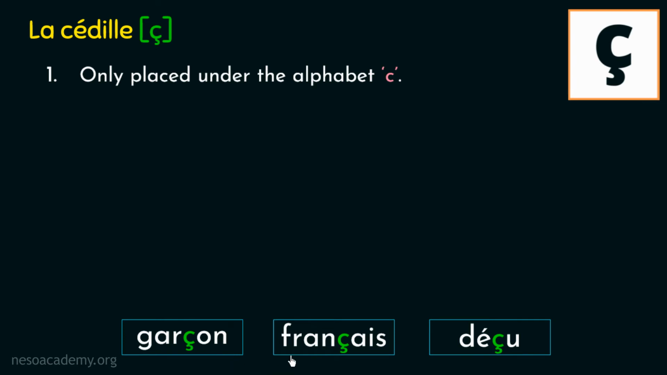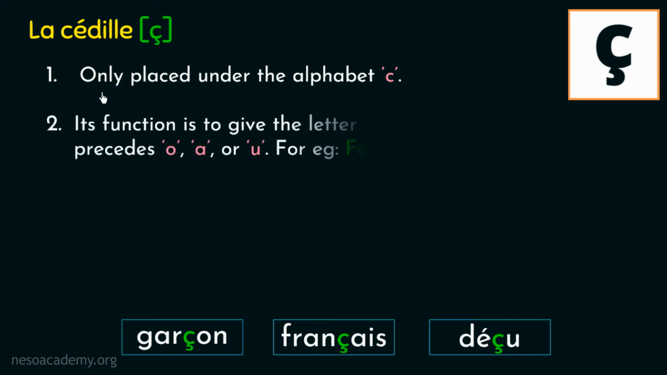Now have a look at the second example. In French it is pronounced as français. It means French. Now have a look at the third example, and it is pronounced as déçu. Déçu means disappointed. So in all these examples, if you have observed carefully, you must have found that the accent Cedille is only placed under the alphabet C. So that's all about the point number 1.